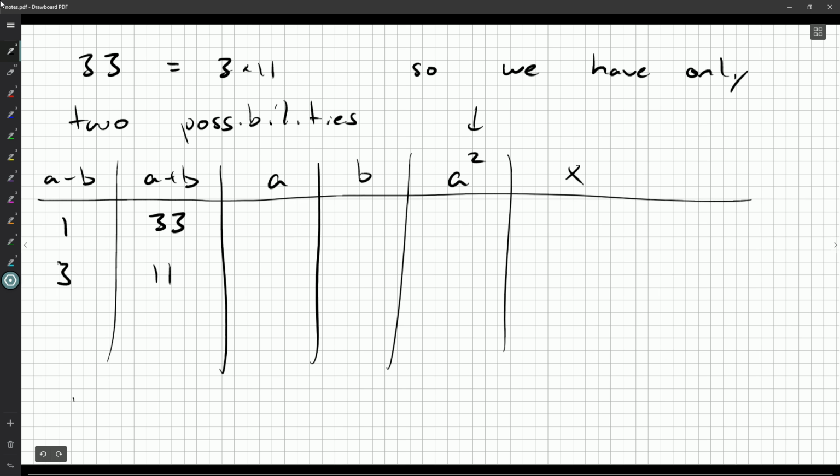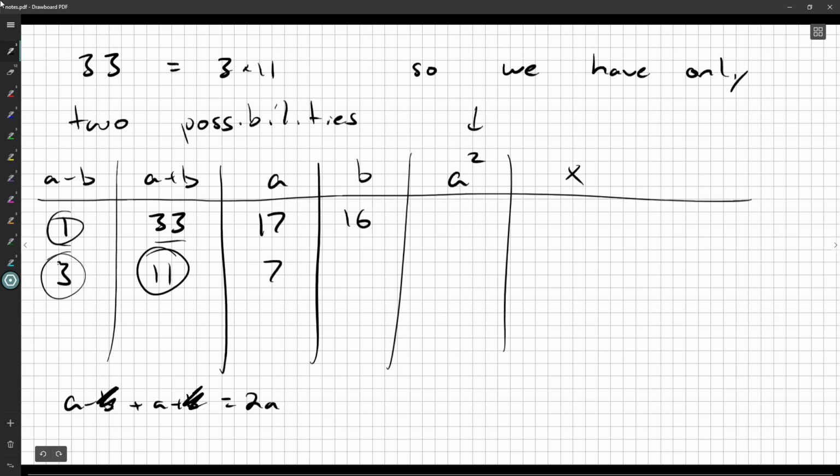But how do you get a from all this? If you take a minus b plus a plus b, the b's cancel out, and you're left with 2a. So 1 plus 33 is 34, divided by 2 gives me a, 17. The difference between a and b is 1, so b has to be 16. Similarly, if you take the 3 and the 11, that adds up to 14. Divide by 2, and a is 7. The difference between a and b is 3, so b would have to be 4. So a squared would be 289 or 49. Subtract 20, and you'll get 269 and 29.